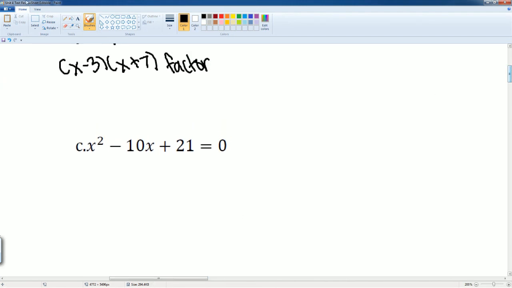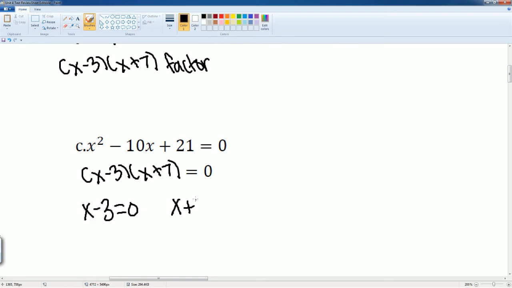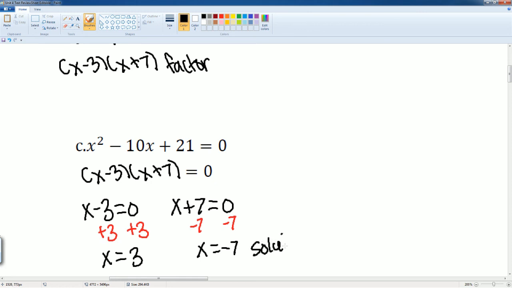And then let's do c. We have the factors here, and we set the factors equal to 0. What we're going to do here is x minus 3 equals to 0, and x plus 7 is equal to 0. We're going to add 3 to both sides. I have here x is equal to 3. This one, I'm going to subtract 7 to both sides. I get here x is equal to negative 7. So these here are your solutions.